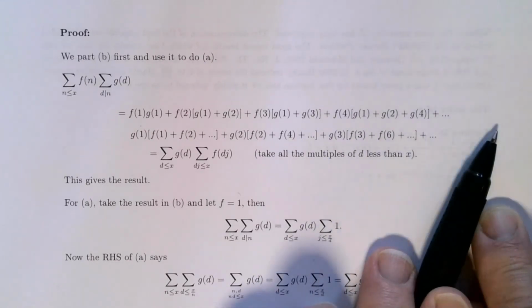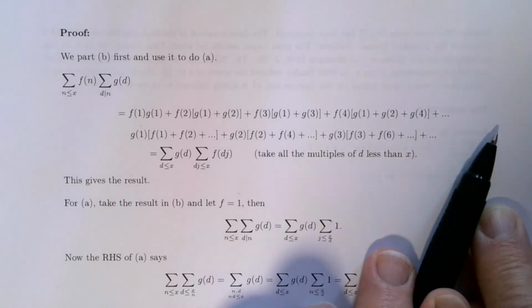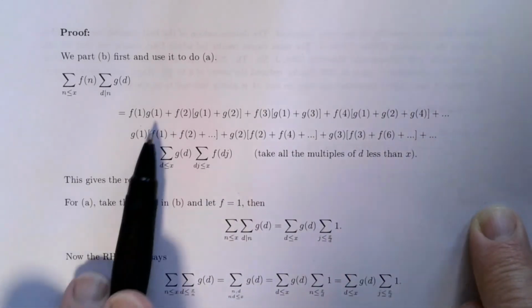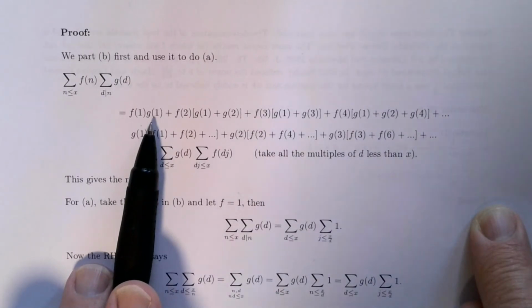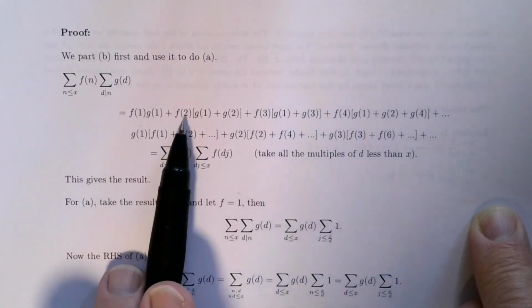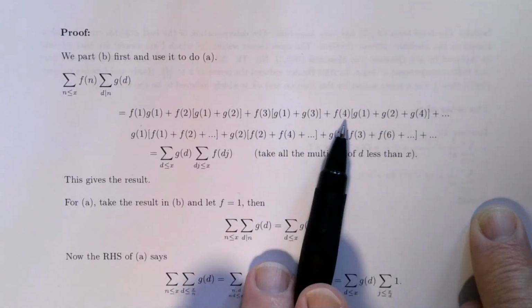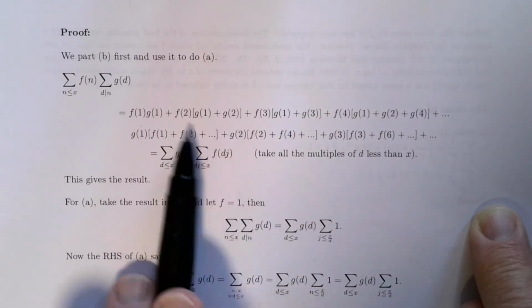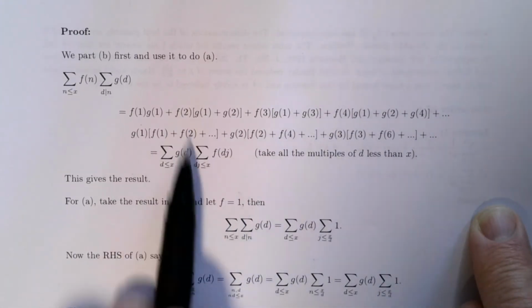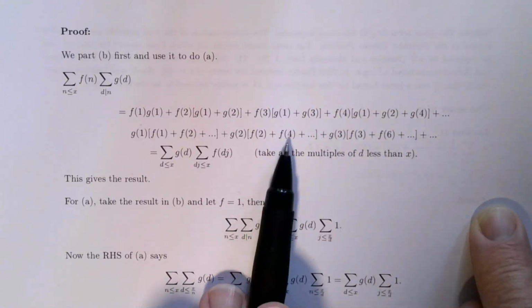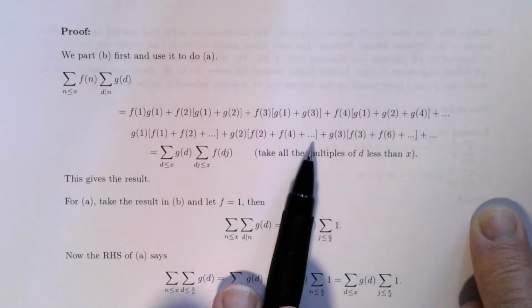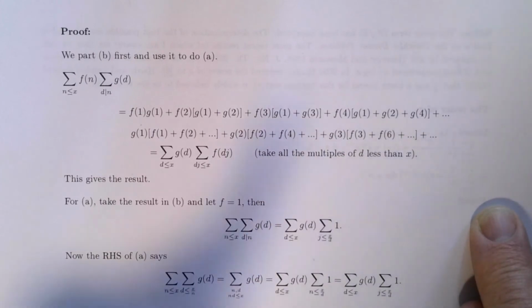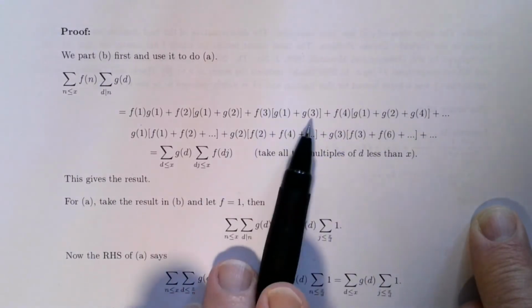Now I'm going to rearrange. These are finite series, so I can rearrange the order of these terms without any problem. And notice that I've got a g of 1, and that's going to be f1 plus f2 plus f3 plus f4 and so on. Plus g2. Now where's the g2? The g2 is here times f of 2. The g2 is here times f of 4. And you see you're going to get all the multiples of 2 there. And then I take g of 3, and it's g of 3 times f3.